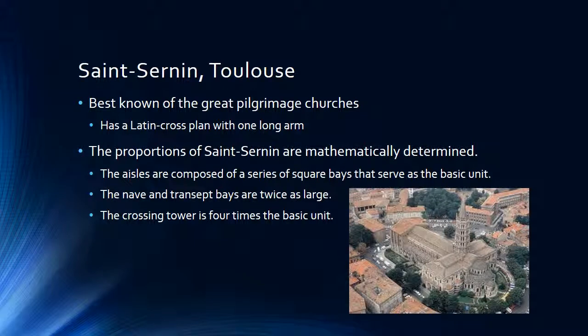Saint Sernin, Toulouse. Best known of the great pilgrimage churches. It has a Latin cross plan with one long arm. The proportions of Saint Sernin are mathematically determined. The aisles are composed of a series of square bays that serve as the basic unit. The nave and transept bays are twice as large, and the crossing tower is 4 times the basic unit. Here is an aerial view of the church.